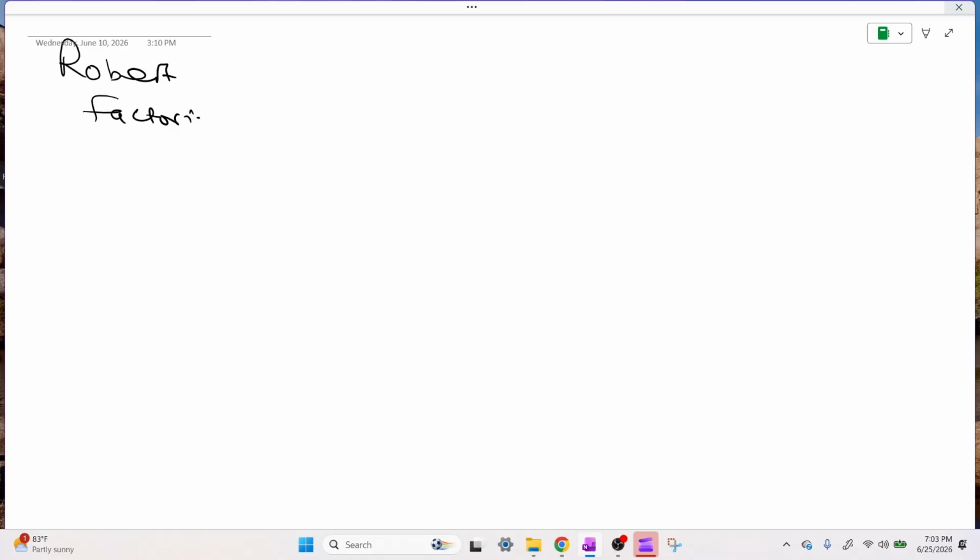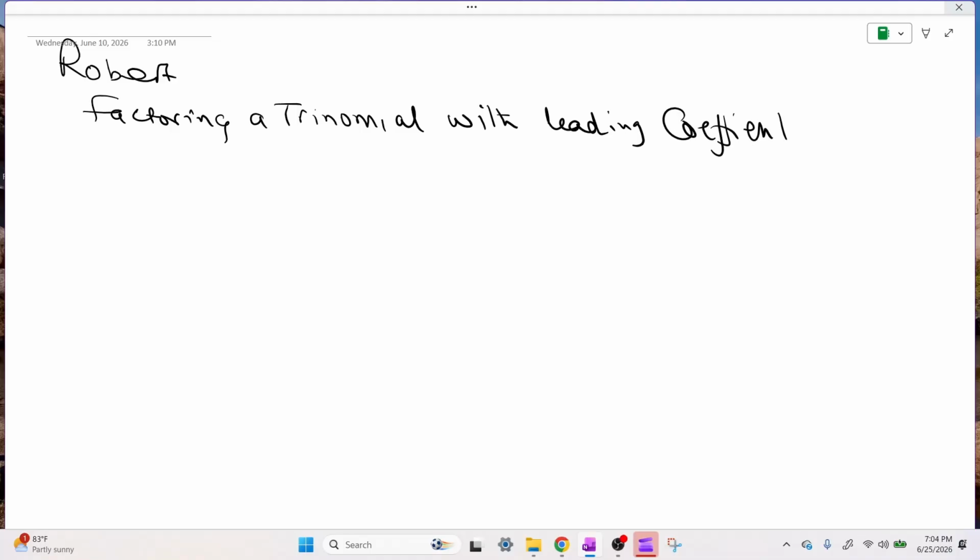Factoring a trinomial with leading coefficient of 1. All right, now let's get right into it. Let's look at the first example.